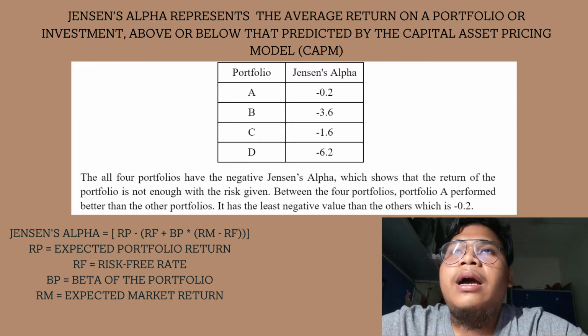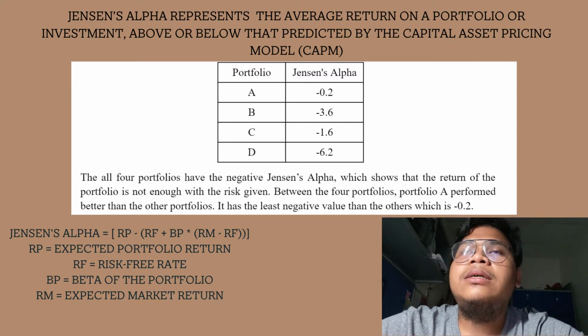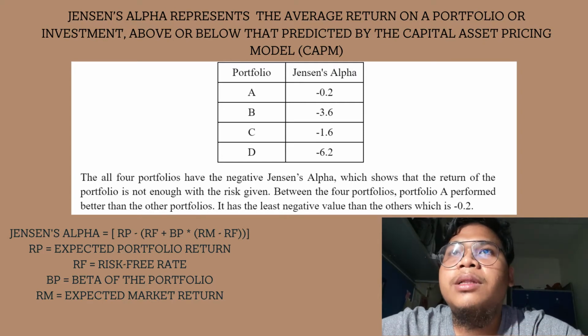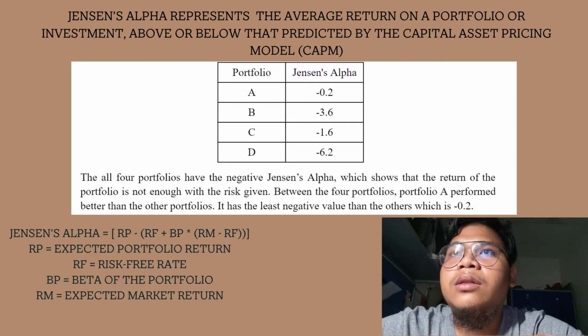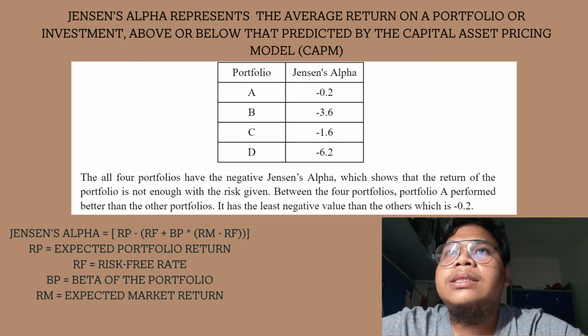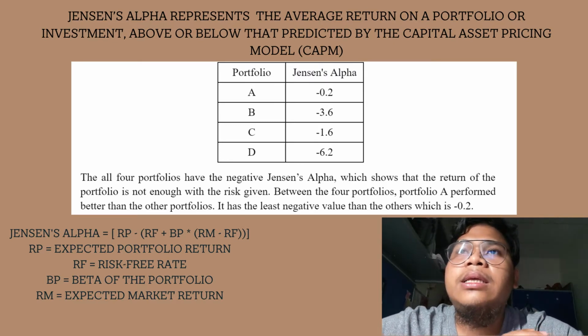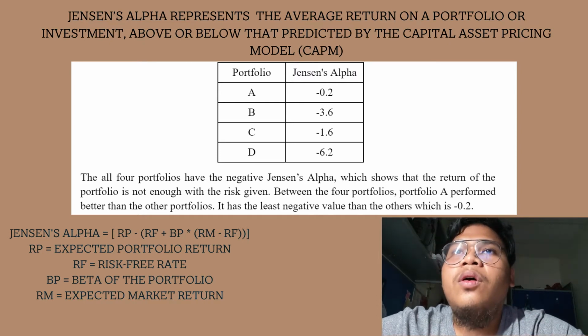So by using the formula given, the result is in the table, which shows that for portfolio A, the Jensen alpha value is negative 0.2, B negative 3.6, C negative 1.6, and D negative 6.2. So all 4 portfolios have a negative Jensen alpha, which shows that the return of the portfolio is below the CAPM, and the return is not enough for the given risk.